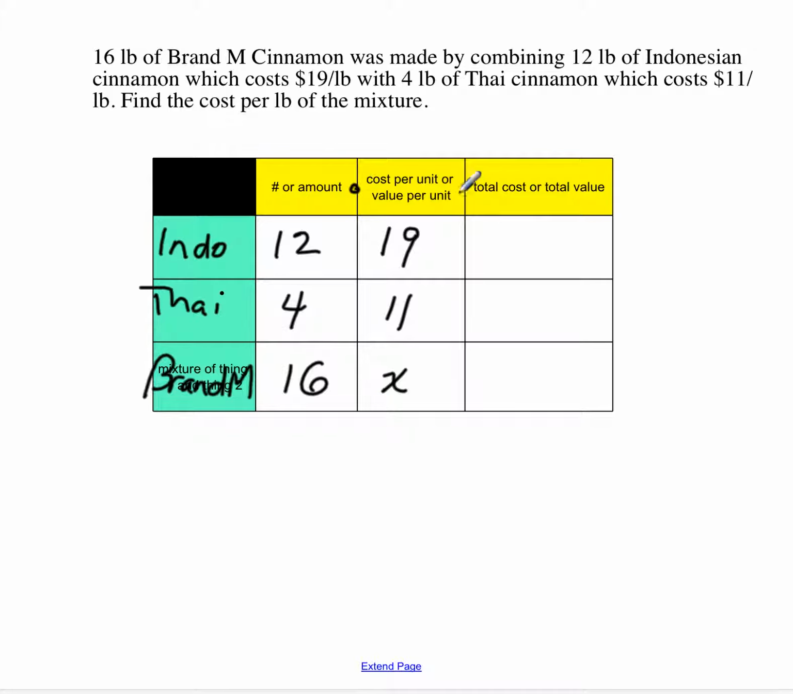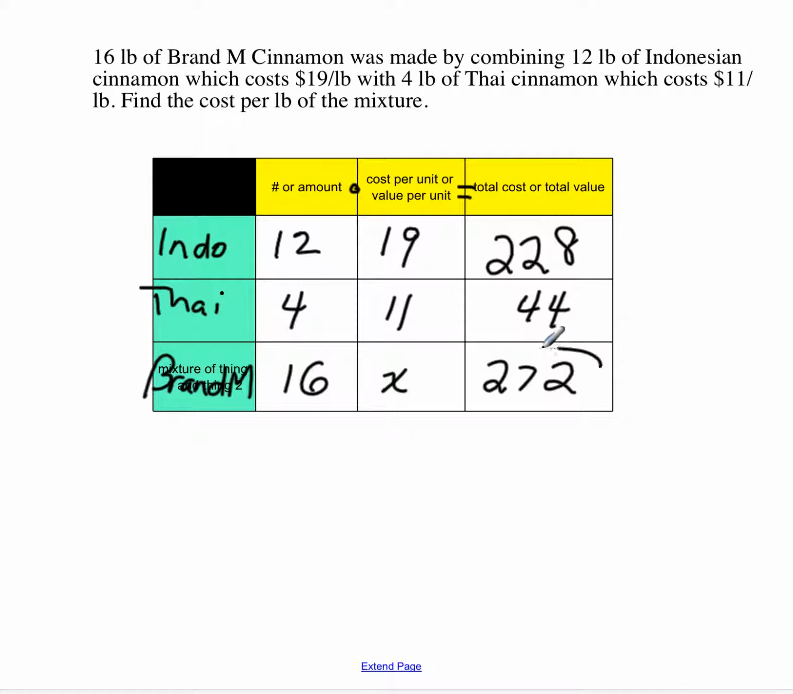Now, remember the formula on the top? Because the only other information I've got, in fact, I haven't gotten any other information. So now I'm going to just have to use the chart. So I multiply 12 times 19 to give me the final box. So 12 times 19, I'm going to use my calculator for that, and I get 228 is how much the Indonesian cinnamon costs. And then I'm going to do 4 times 11, which is $44, is how much the Thai cinnamon costs. And then, based on what I've done on my other examples, I know I can add these together to get 272 is how much brand M is going to cost in total.